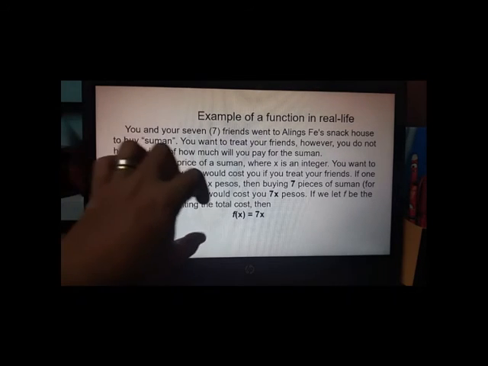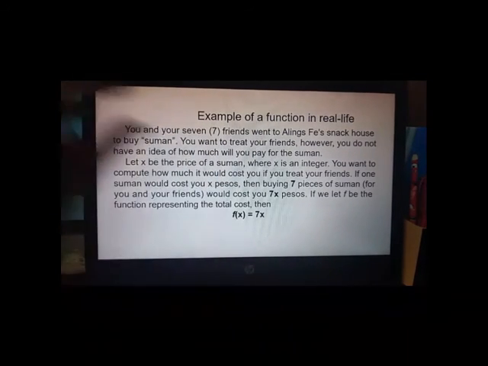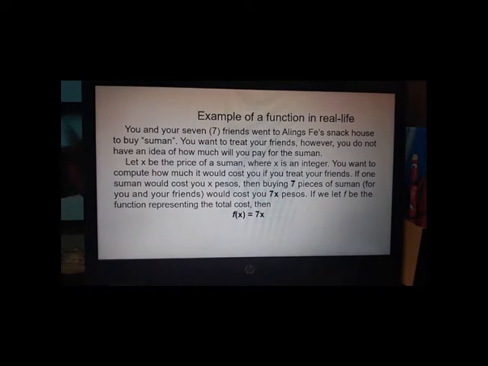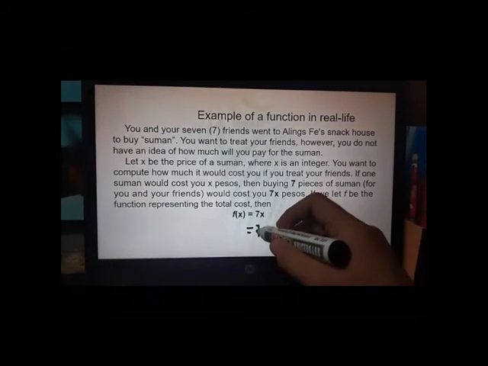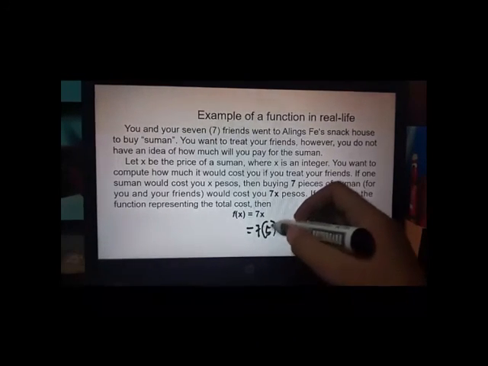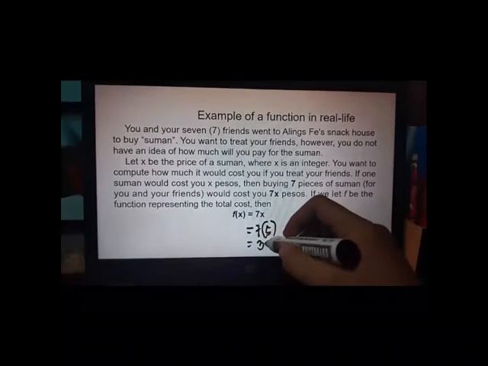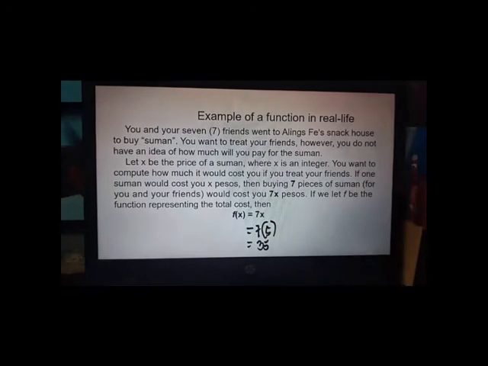So this is now your function. Okay, what if the suman costs 5 pesos each? So we substitute or replace our x. You will now have 7 times 5. So you are going to pay 35 pesos.